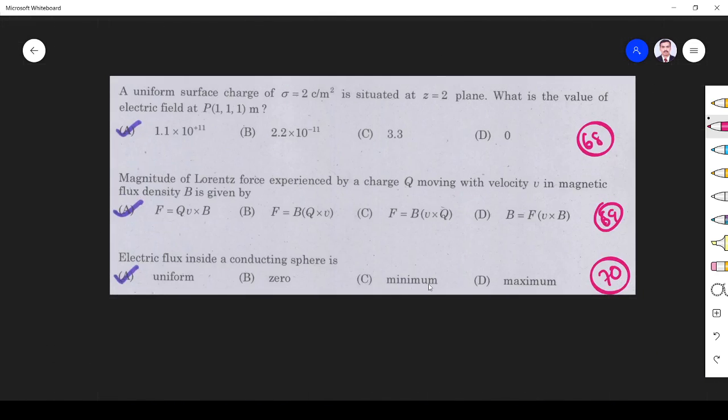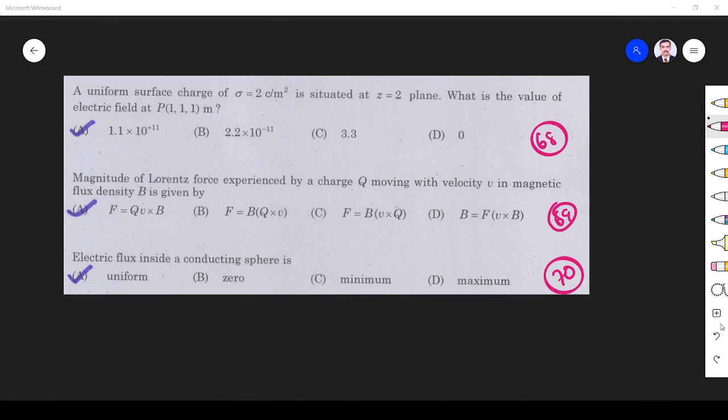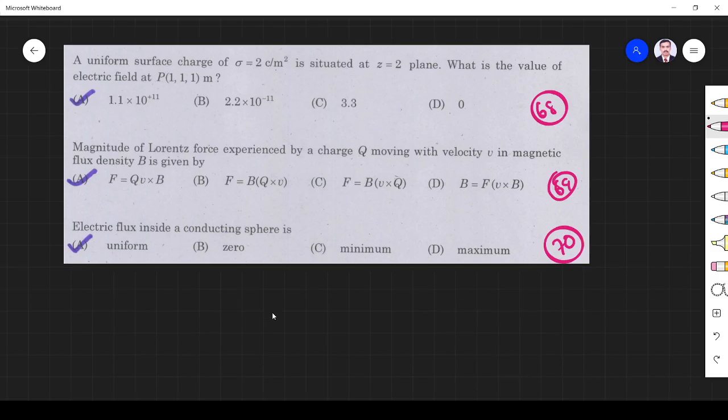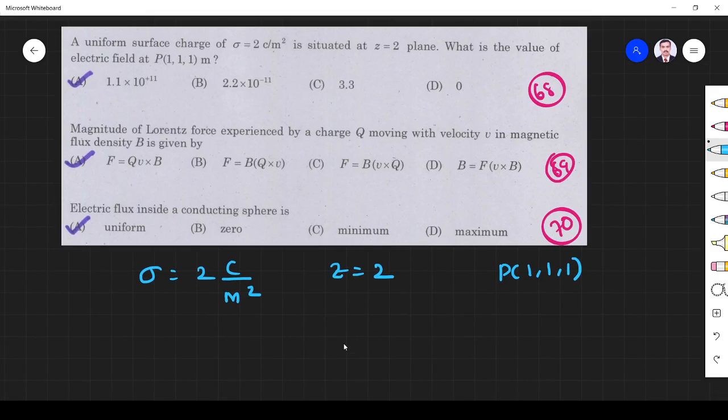Next one, question number 68. So the next question is a uniform surface charge of sigma is equal to 2 coulomb per meter square situated at Z is equal to 2. What is the value of electric field at P is equal to 1, 1, 1? Right? So this is what they ask.